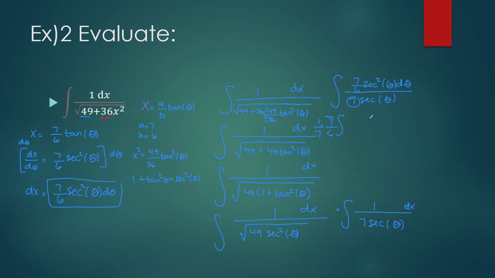What are you left with? You're left with secant squared theta d theta on the top, and on the bottom you're left with secant theta. What happens to the 1 over 7 and the 7 over 6 in front of the integral? The 7's cancel, so you're just left with 1 over 6 times the integral of secant squared theta over secant theta. One of the secants cancels, so it's just secant theta d theta. So what is the integral of secant theta?